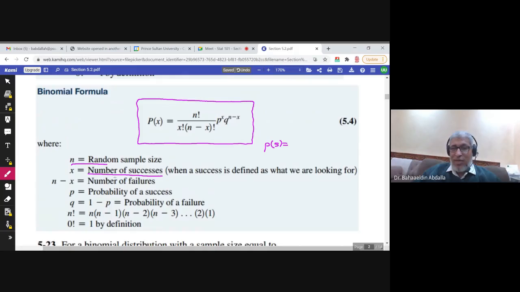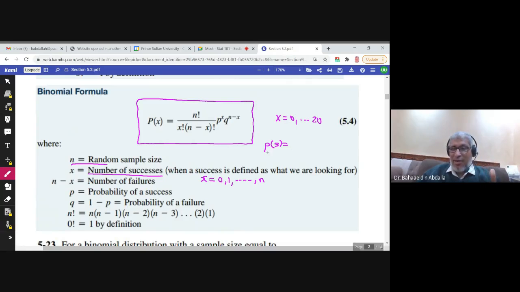So what would be the values of X? X would be how many successes out of N. You could get 0 success, 1 success, 2 successes, up to N successes. You cannot get more than N successes because you have only N trials. You cannot get negative successes. You cannot get 1.2 successes. Okay, so X runs from 0 to N. This is very important. So in this question, I selected 20 students, so X is from 0 to 20.